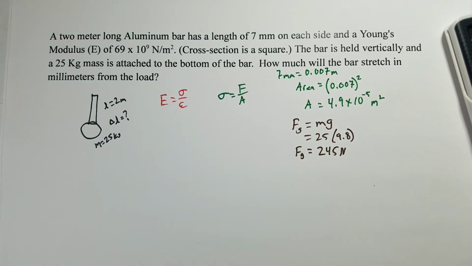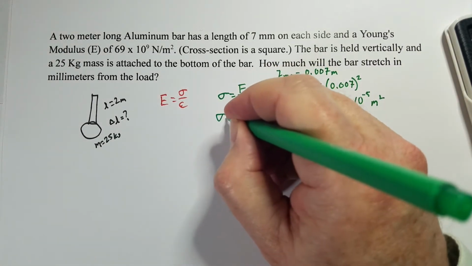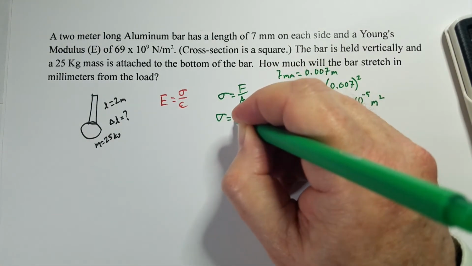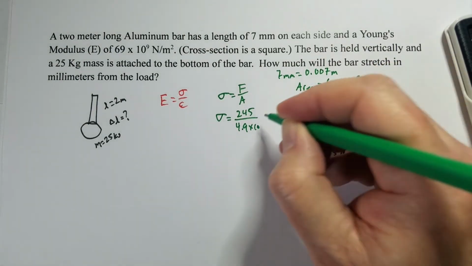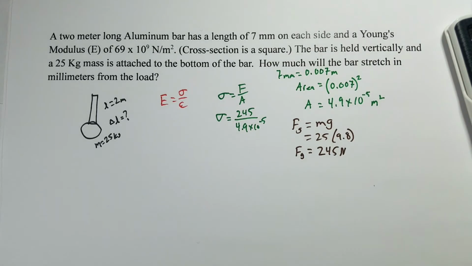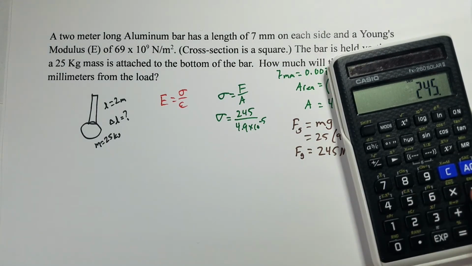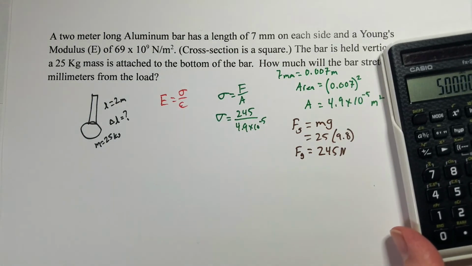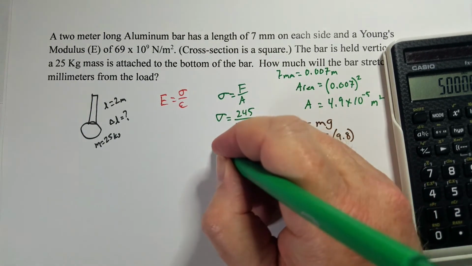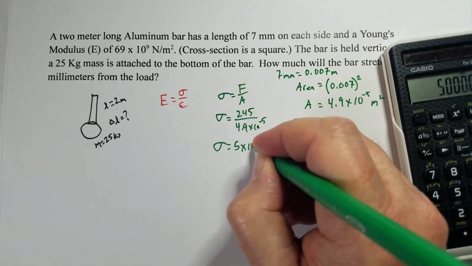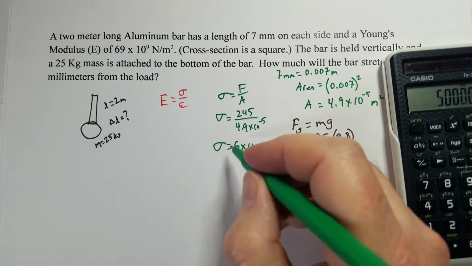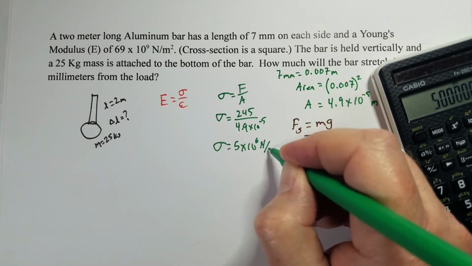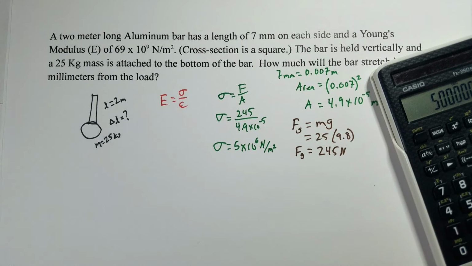So let's find sigma. Sigma would be 245 divided by 4.9 times 10 to the minus 5. And we get sigma of 5 times 10 to the 6th newtons per meter squared, or you could call it pascals if you wish.